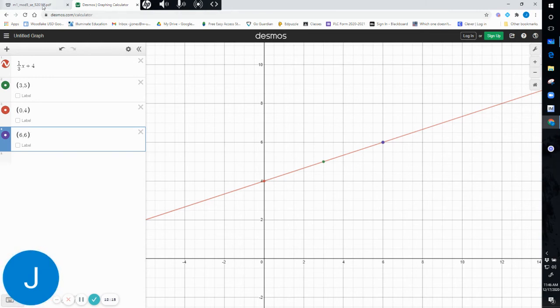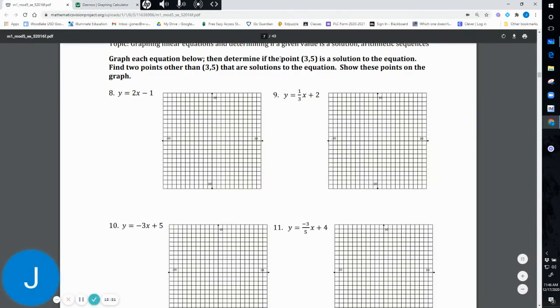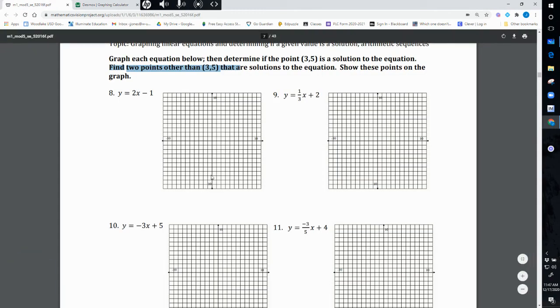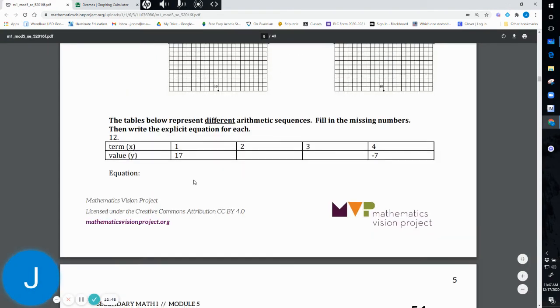So the question was, is (3, 5) a solution? Yes, it is. Find 2 points other than (3, 5) that are solutions to the equation, and then show these points on the graph. So on your paper, you're going to do what I did. You're going to plot the points on the graph, show that it is a solution or isn't, and then you're going to show me a couple other points, and you're going to label those as well, but yours will be on paper and not on Desmos. And that's all the way through 11.